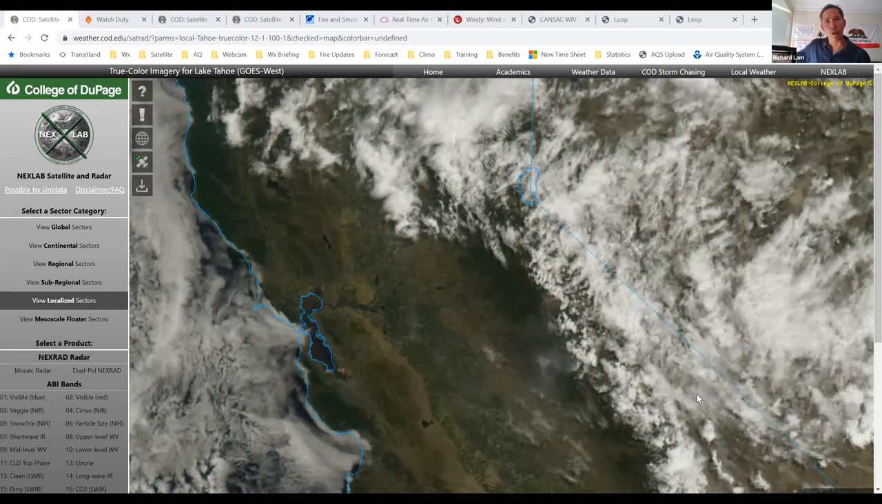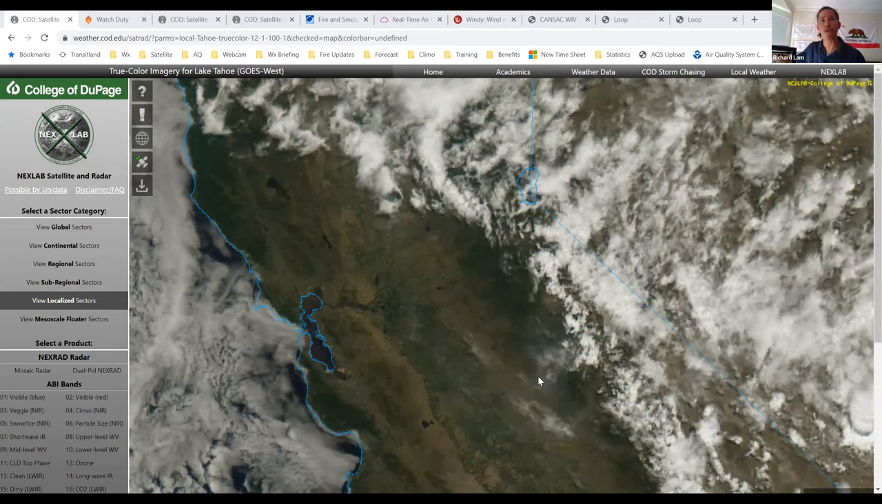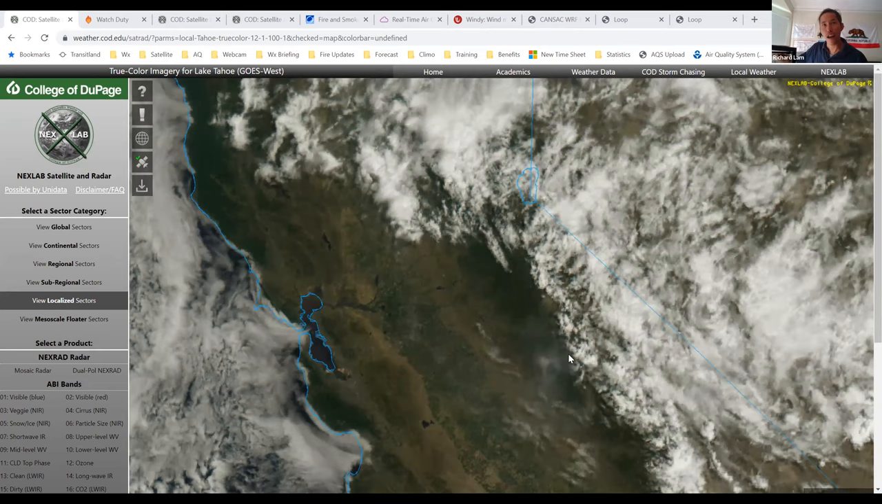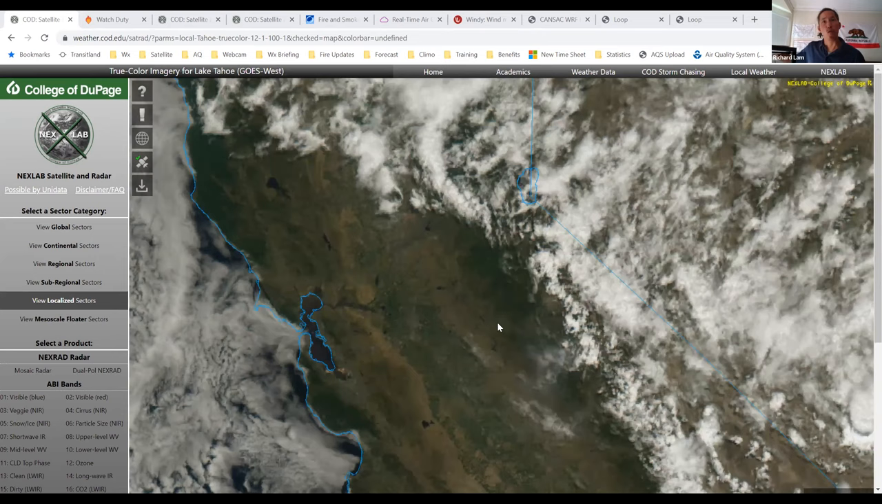And then I want you to focus on this area. This is where the Oak Fire is. And you can see there is some smoke. The way you can tell is, instead of the white color like those clouds are, it's a little bit more brownish. That's how you can tell whether it's clouds or smoke. So the smoke is slowly moving northwestward.